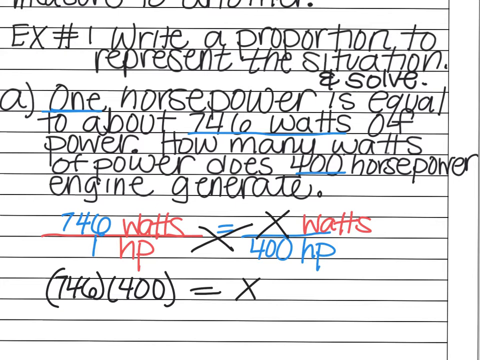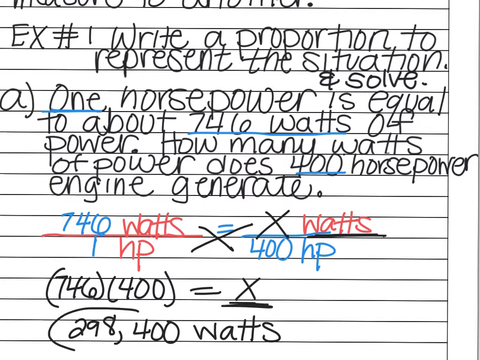And 400 times 746, I end up getting 298,400, and that is watts. Because that's what we solved for. This was our watts. This is what we are finding, our watts. So we can circle that. That is our answer.